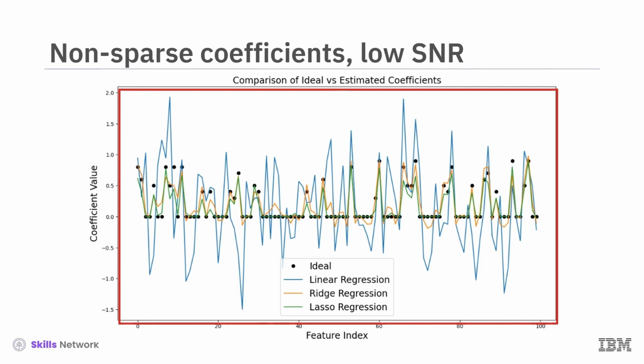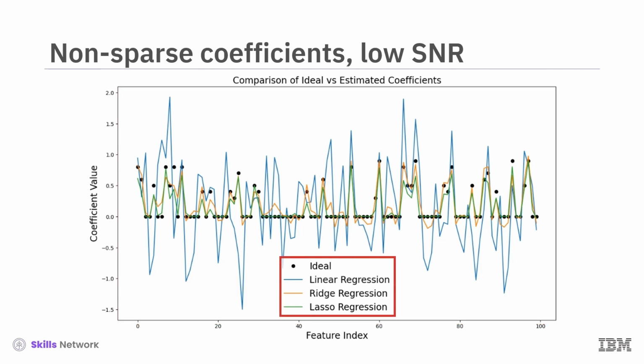Evidently, linear regression performs very poorly in this case. It tends to overestimate the ideal coefficients, overshoot most of the zero coefficients, and assign large negative coefficients even though all coefficients here are positive. This illustrates that ordinary linear regression is sensitive to noisy data.